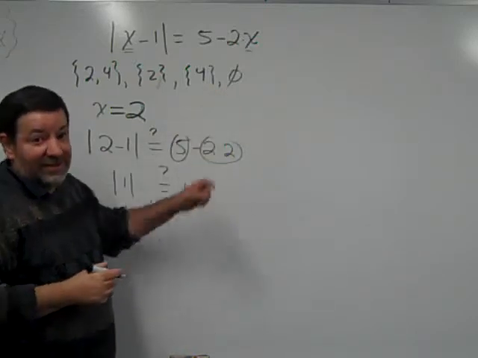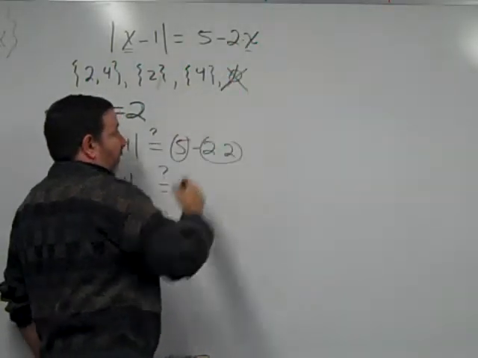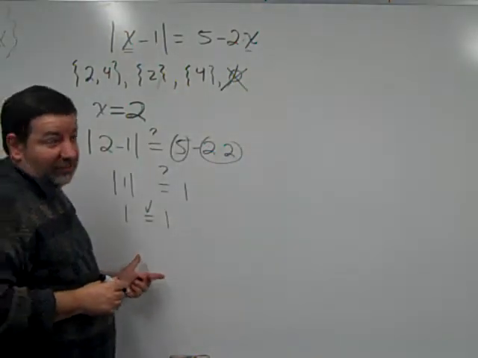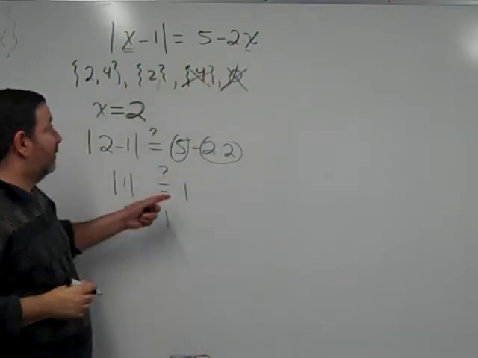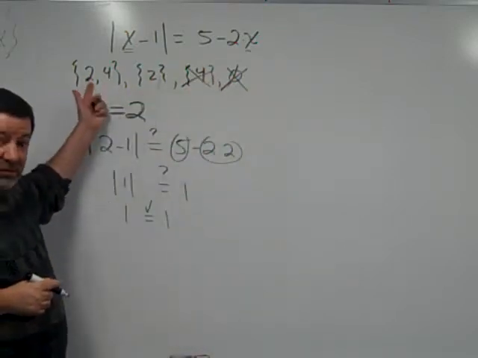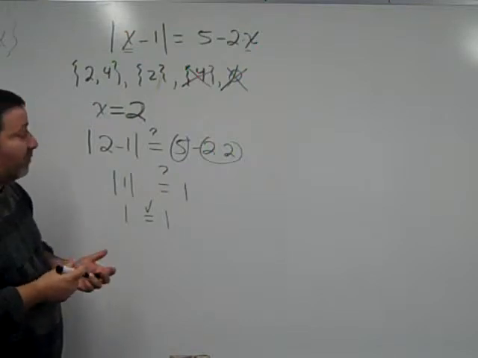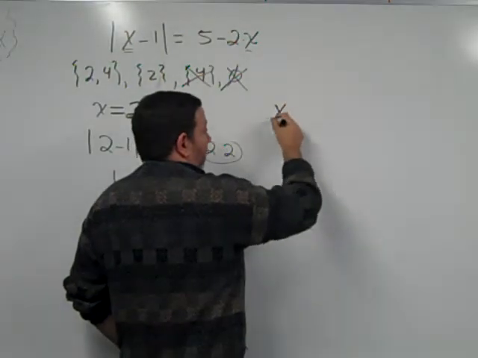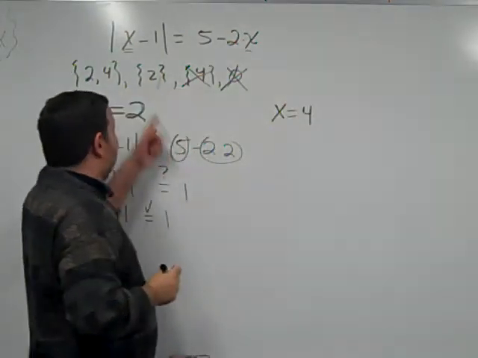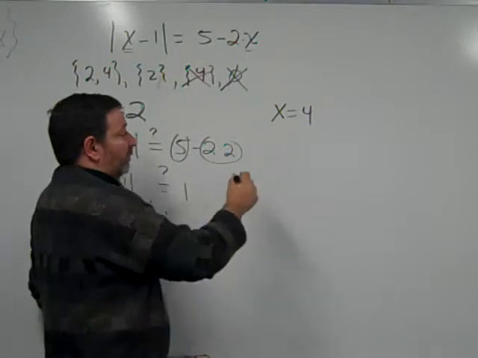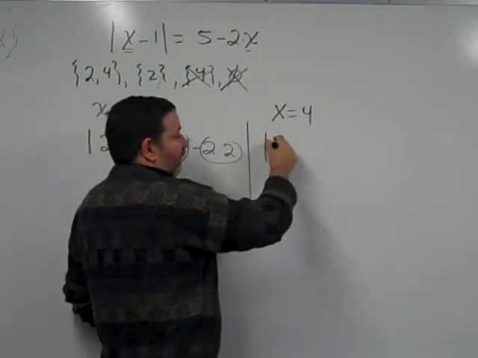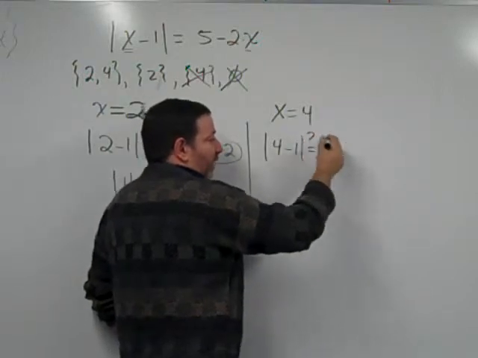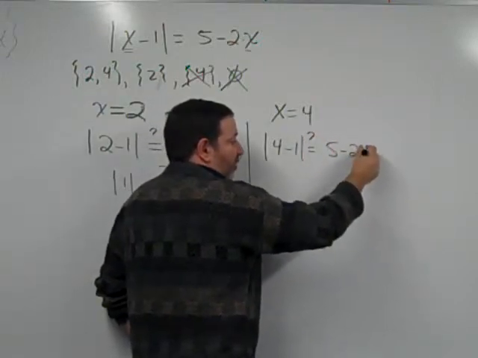So it's not the empty set, and it's not the solution that only has the number 4, because we know it has 2. So either only 2 works, or both 2 and 4 work. How are we going to decide which one? We're going to test 4. Instead of x, I'm going to write 4. The absolute value of x minus 1, does it equal 5 minus 2 times x?